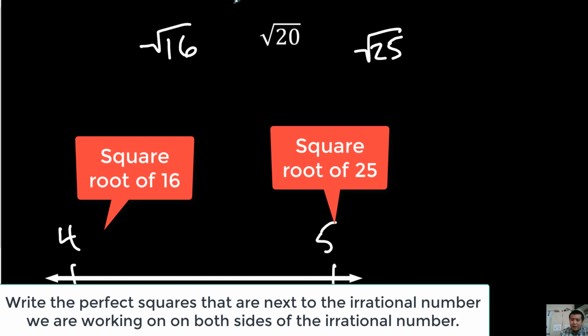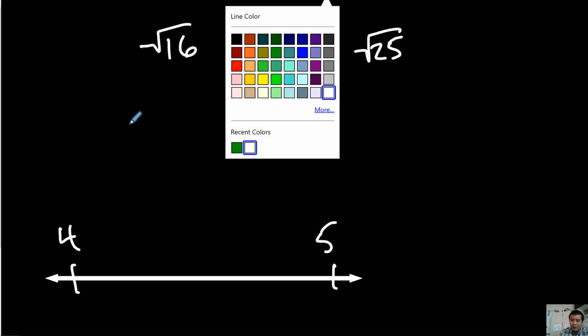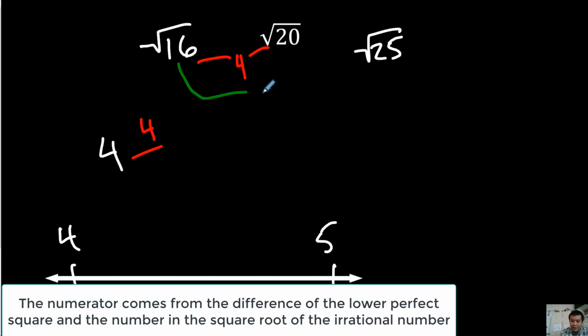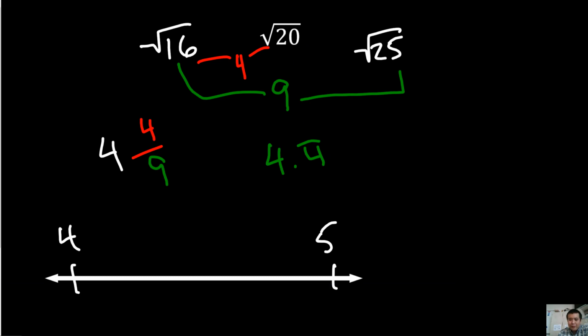And so we know our answer is going to be 4 and something, okay? And we're going to get the numerator for our fraction between these two, which we said was 4, and between these two, 9, because those are our perfect squares. And so 4 and 4/9, which we know is 4.4 repeating, right? Which means that our answer, when rounded, is going to be 4.4.